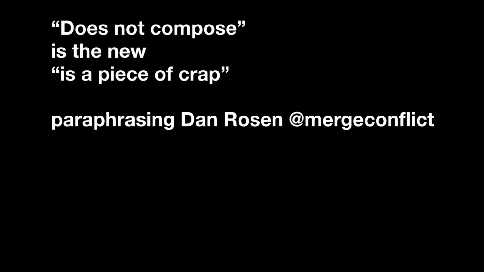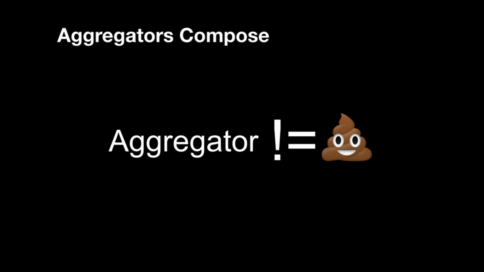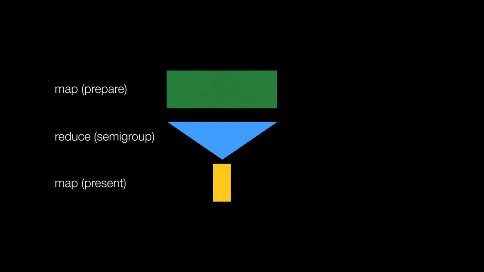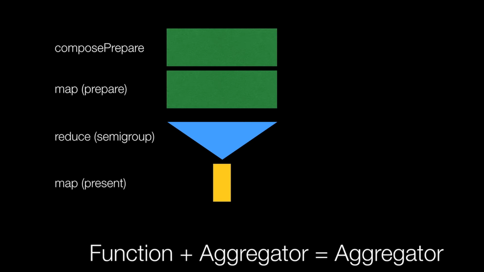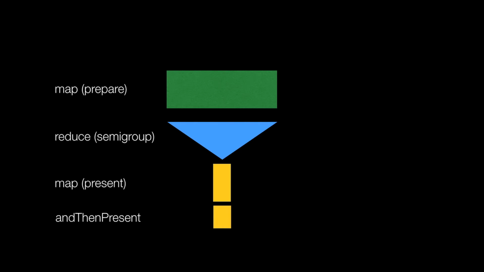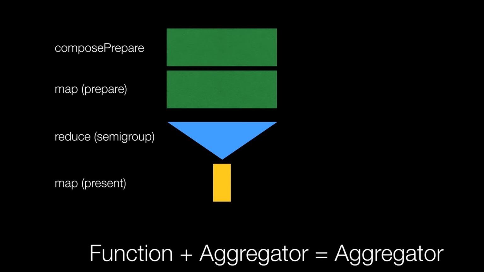So once we have this, here's a little picture that I can draw of what the aggregator looks like. You've got your map, your reduce, and your present, right? The cool thing is, as my former colleague Dan Rosen says, does not compose is the new, quote, piece of crap. And aggregators compose. So that's awesome. So how do they compose? We can glue another function on the front and I still have an aggregator, right? Well, functions compose. So since I can compose a function on the front, I can still get an aggregator. In a silly pseudo mathematical way, a function glued onto the front of an aggregator is still an aggregator. So it composes that way.